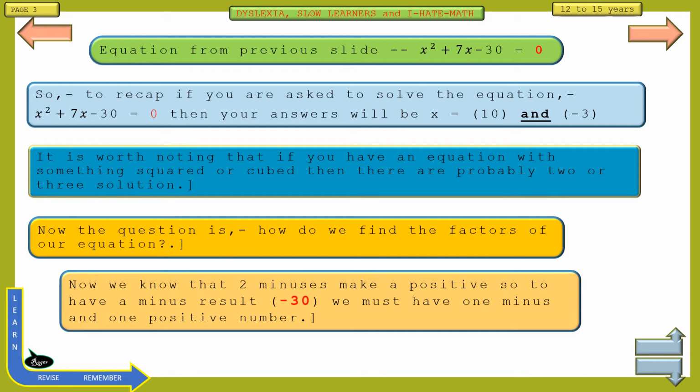We know that 2 minuses make a positive, so to have a minus result, that's negative 30, we must have 1 minus and 1 positive number.